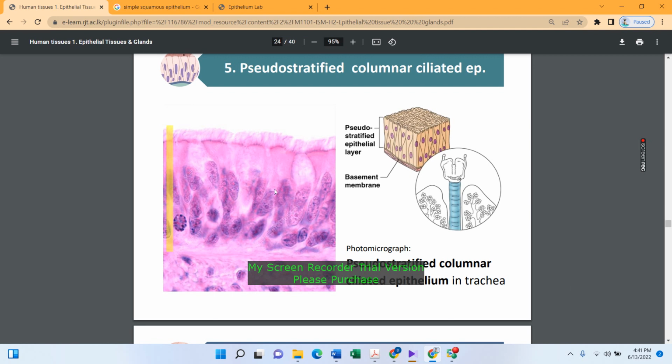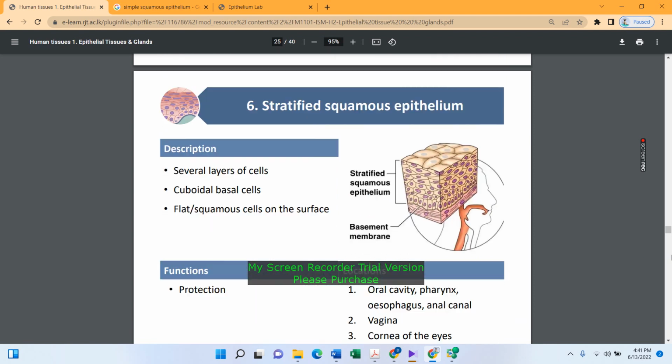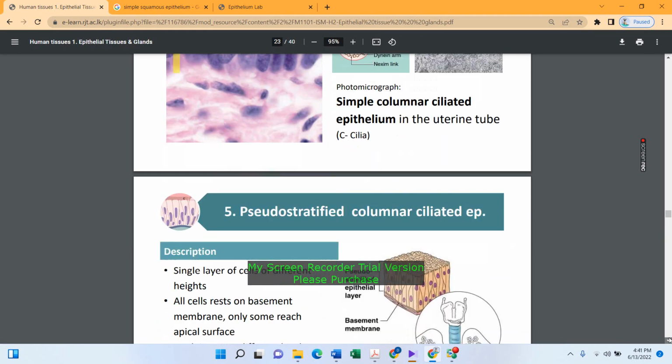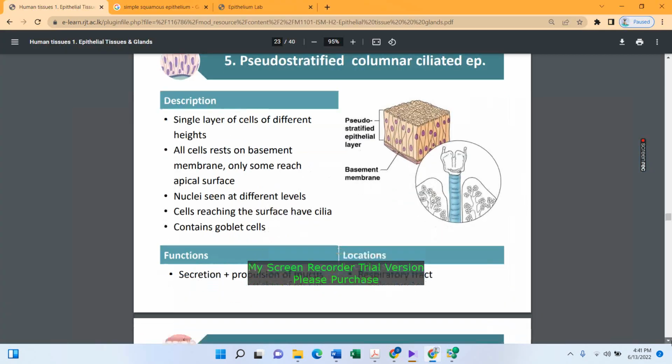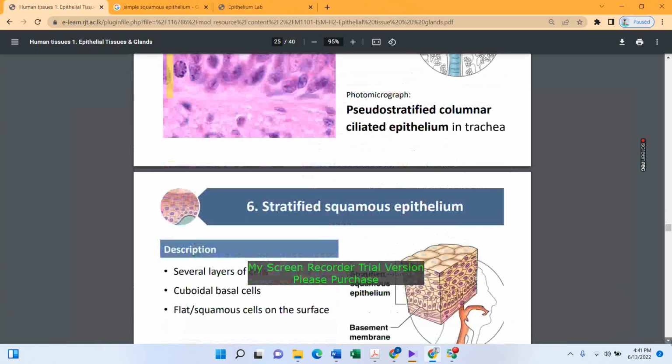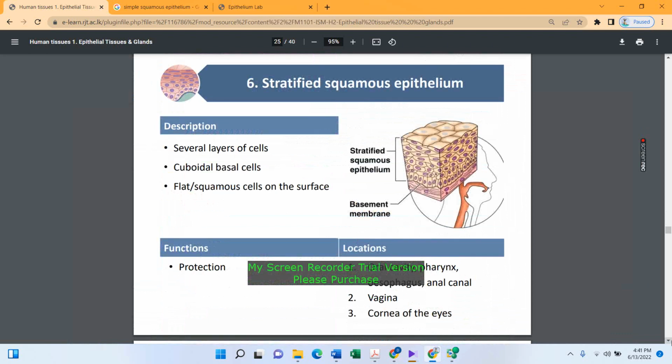As you can see, they have nuclei at different heights, but all the cells are found on the basement membrane, and they have cilia. Because the nuclei appear at several heights, it appears to have several layers of cells. So it's found in the respiratory tract, in the trachea and everywhere in the bronchial tree. Then we move to the next part, stratified squamous epithelium.